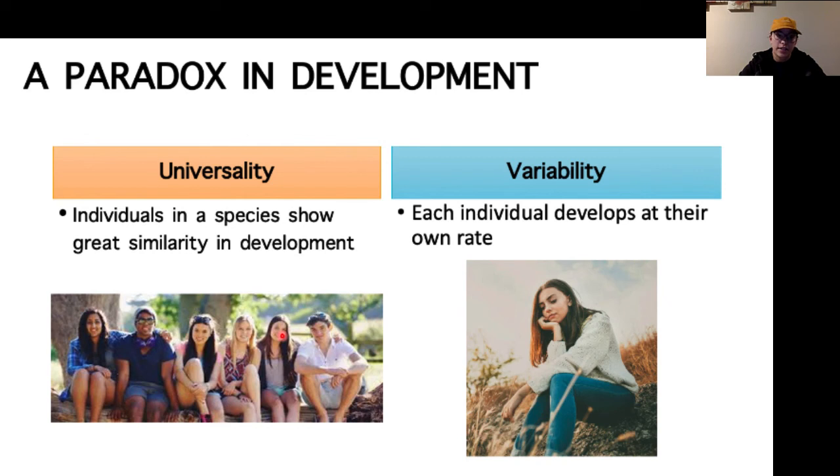When we look at developmental trajectories, we notice that there is a paradox in development, and this is largely due to 2 things: universality and variability. Universality is the concept that individuals in a species show great similarity in development. This is the age-related concept of development, where certain age groups should be expected to have similar developmental characteristics. However, as we talked about in the age-related part of our development definition, there's also a lot of variability, because each individual is going to develop at their own rate. Development is subjective, even though in the grand scheme of things, there is a sequential order that things happen in. So while we can expect certain developmental milestones to occur around a certain age, there still is a lot of variability based on the individual.